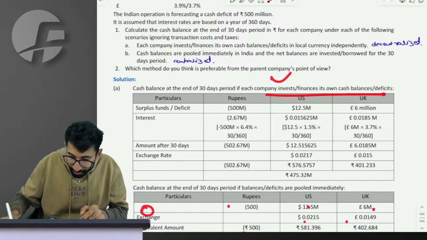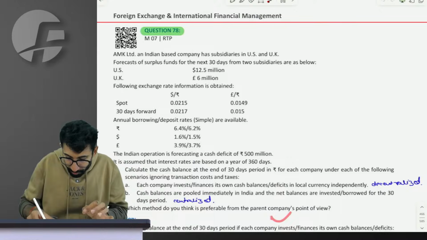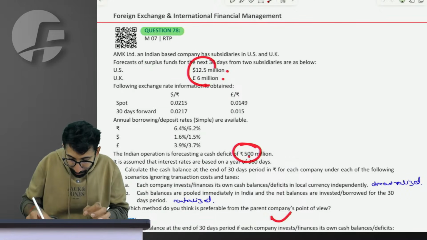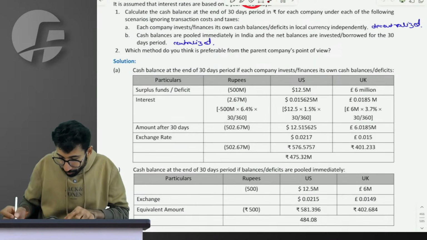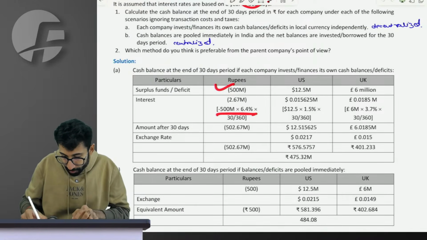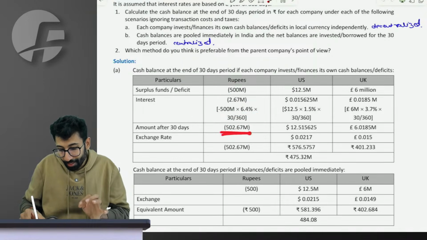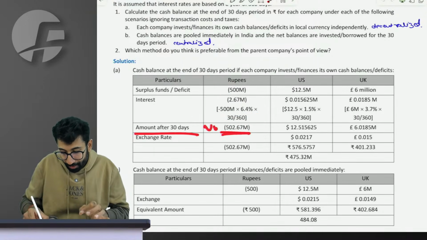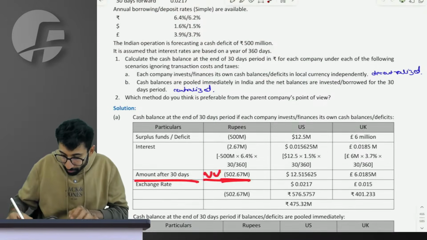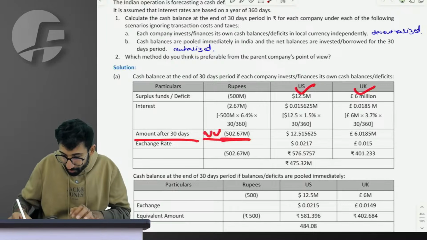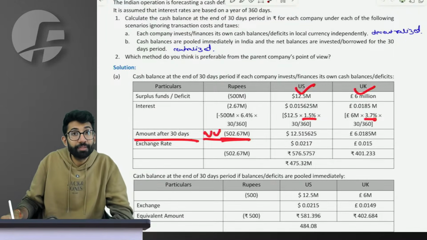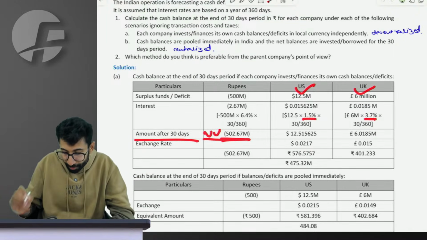Similarly, if it is decentralized, we invest and borrow the respective amount using the respective rate. For example, 500 rupees, we borrow at the rate of 6.4 for a period of 30 days. It becomes 502.67 million as the amount of repayment after 30 days. Similarly, 12.5 and 6 million when you invest at the rate of 1.5 and 3.7% for a period of 30 days.